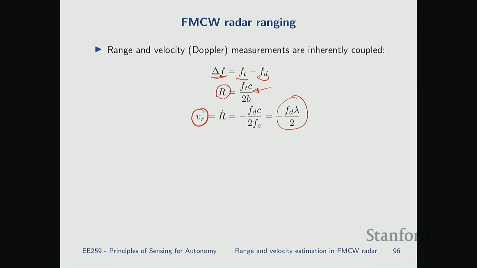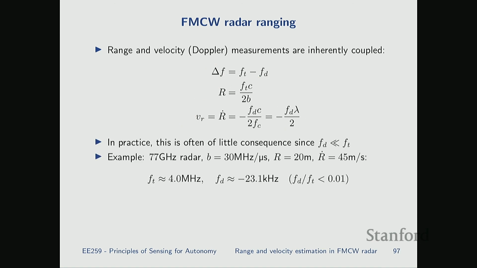Again, this is a complication because how can I decouple my VR and R if I can only measure delta f? If I can only measure one frequency, how can I decouple it? It turns out that for robotic applications, this coupling is almost of no significance. Why? Because for almost all applications you would be looking at, the Doppler shift is much, much, much smaller than ft, and you can assume this is 0 in comparison.